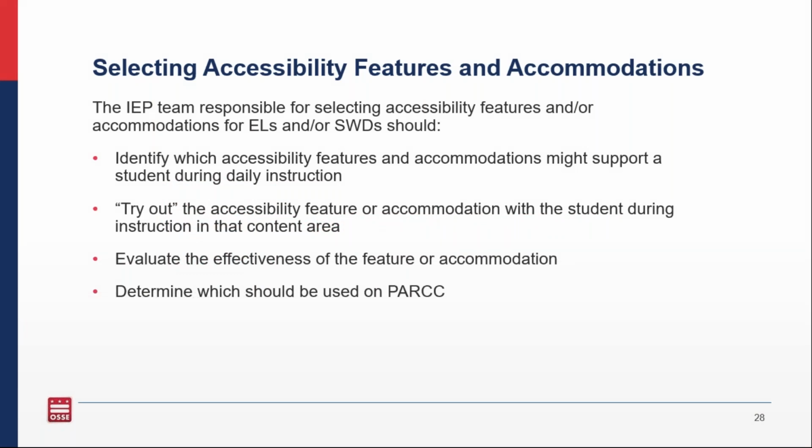All right, so our next section, we're discussing selecting accessibility features and accommodations for students. The IEP team responsible for selecting accessibility features and accommodations for students with disabilities and English learners should identify which features might support a student during daily instruction, try out the accessibility feature or accommodation with the student during instruction in the content area, evaluate the effectiveness of the feature or accommodation, and determine which should be used on the PARCC assessment.